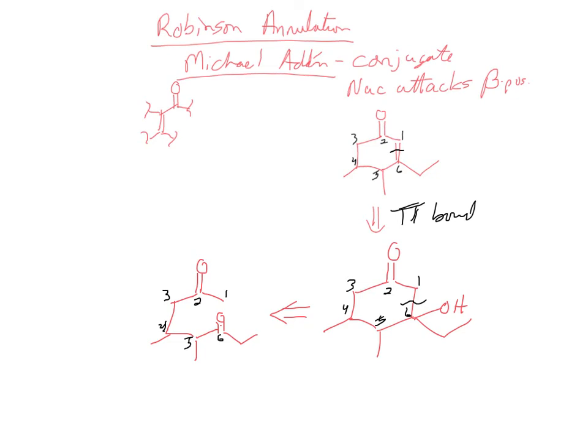Now, we're getting close. What's the next bond that we would need to break? Now remember, what's a Robinson annulation? What's our definition? You had to do a conjugate addition, a Michael addition, or attack the beta carbon. Which one of these is going to be, what other bond are we going to break now? 3 and, nope, 4 and 5.